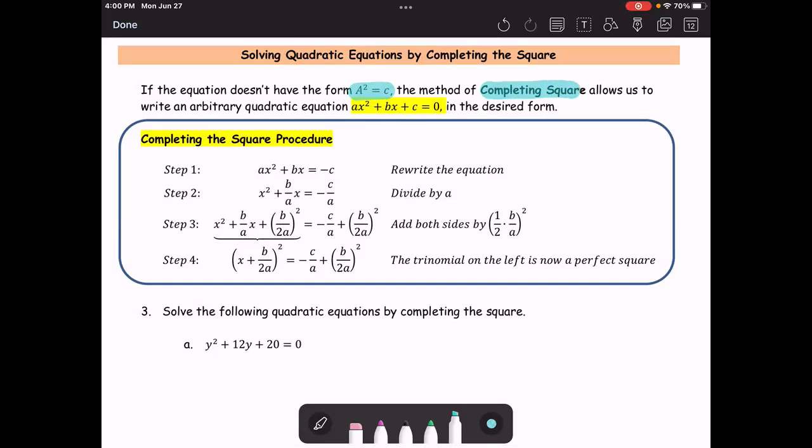The completing the square procedure starts with rewriting the equation by leaving the x terms on one side and the other side is just a constant term. And next, we want the leading coefficient to be 1. So divide all by the coefficient of the x squared term to get x squared plus b over a times x equals negative c over a.